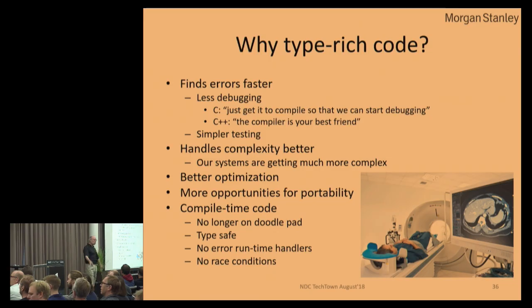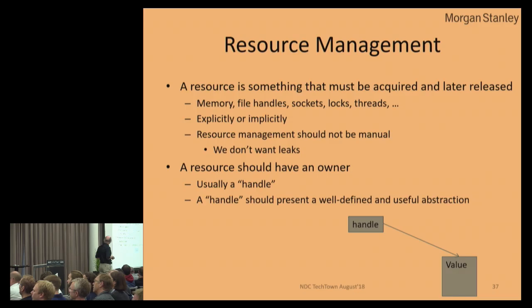So we want to structure the code in such a way that it's more comprehensible, easier to check by the compiler, and that handles complexity scale better. Maybe the old way will work when there's 1,000 lines of code. It does not work with 100,000 lines of code. More opportunities for portability, better optimization. You can do compile time code as I showed you. And one of the main things here we do is resource management.